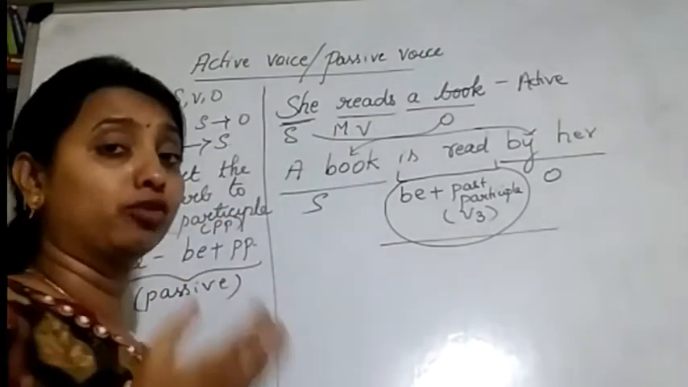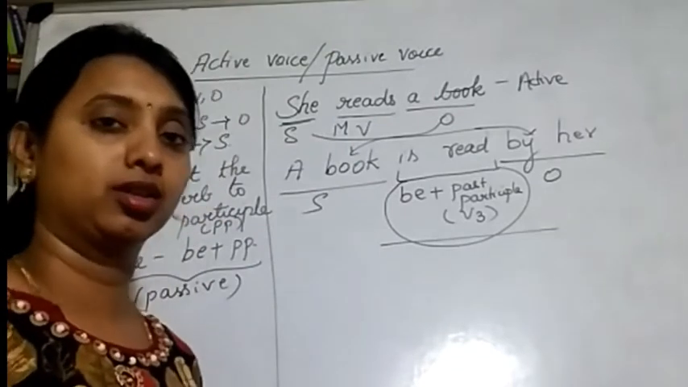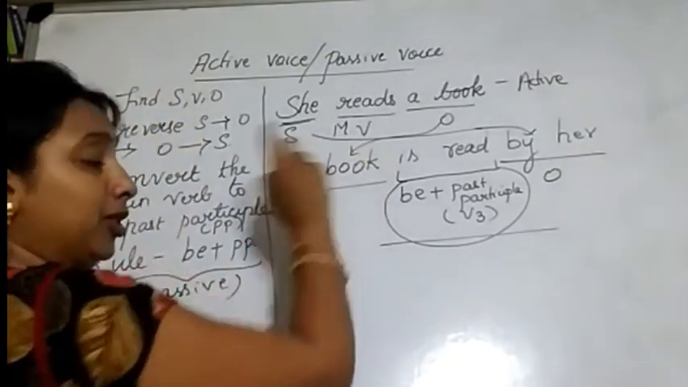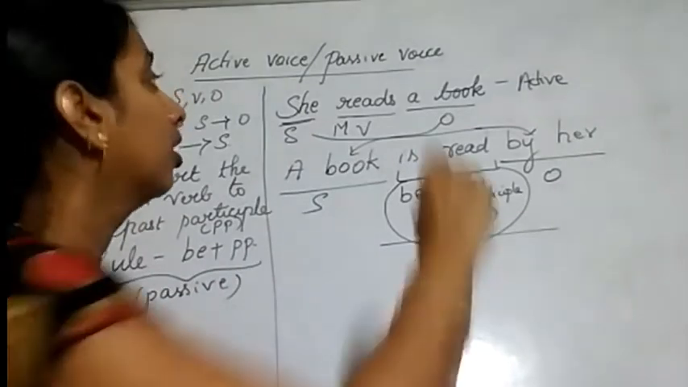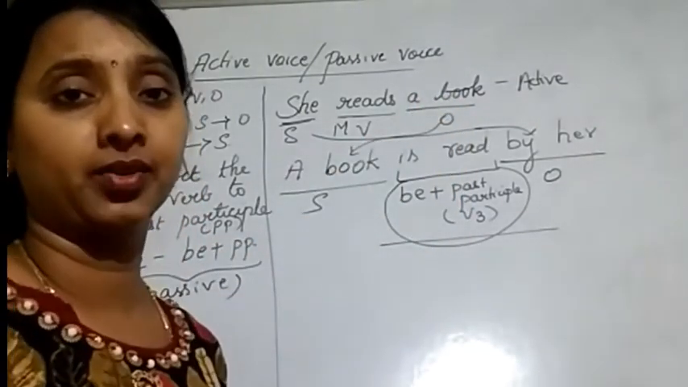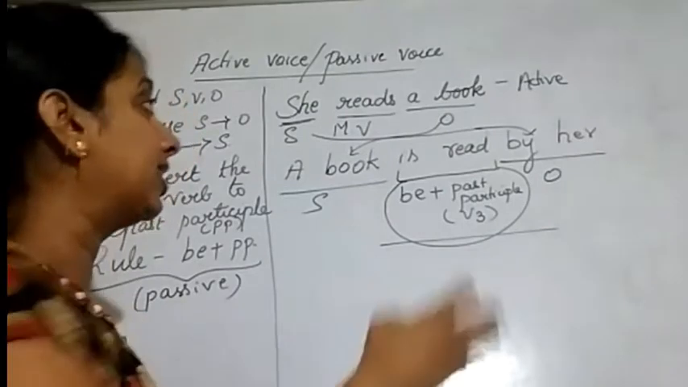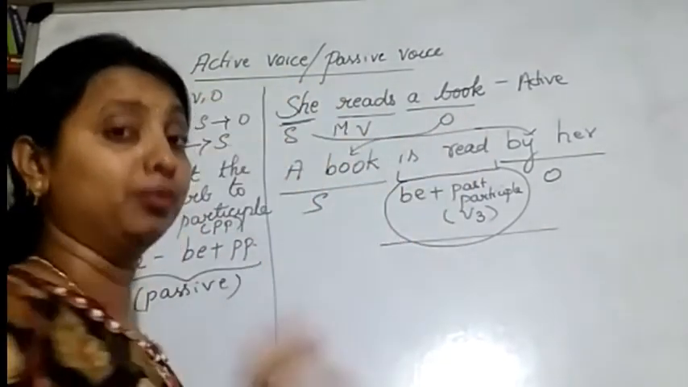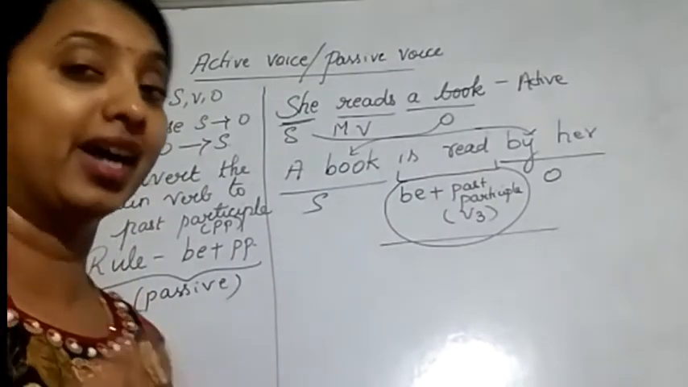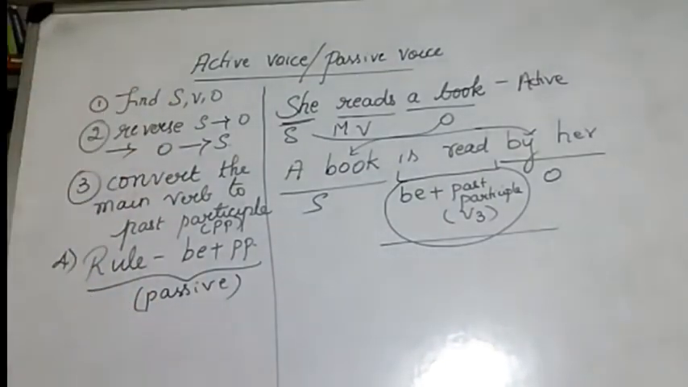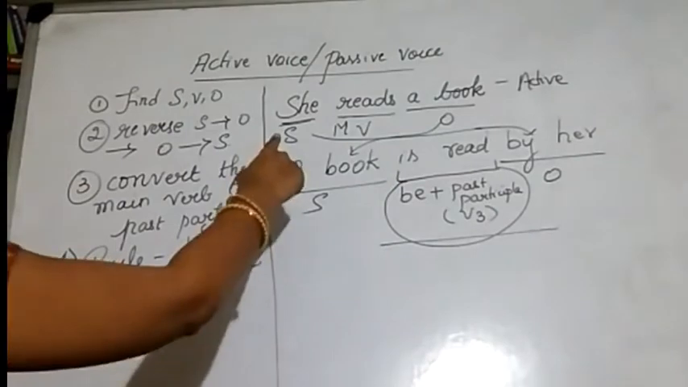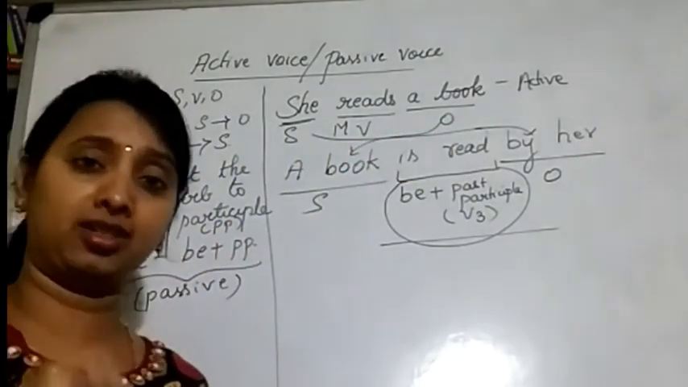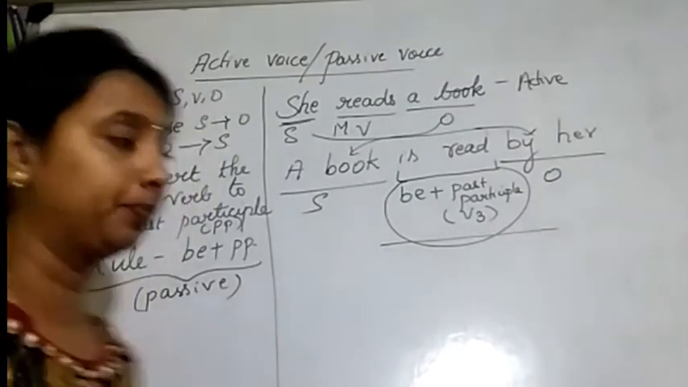What is main verb? It's an action word. So, read is an action. It becomes main verb. Who receives the action? A book receives an action from this person. So, this book becomes object. Now, we completed the first step. Find out subject, verb, object. So, we completed the first step. Shall we go for the second step?